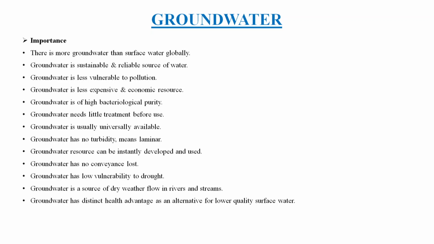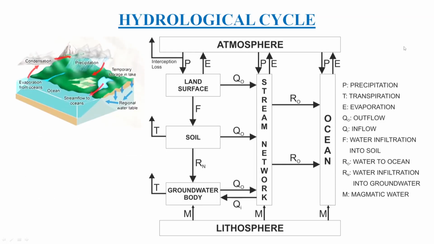Groundwater is a source of dry weather flow in rivers and streams, and groundwater has distinct health advantages as an alternative for lower quality surface water. So, you can see we have to depend on groundwater starting from drinking purposes, regular household activities, or even when you are looking for some pure water to be used in some kind of industrial process, then also you have to rely on groundwater more than the surface water.